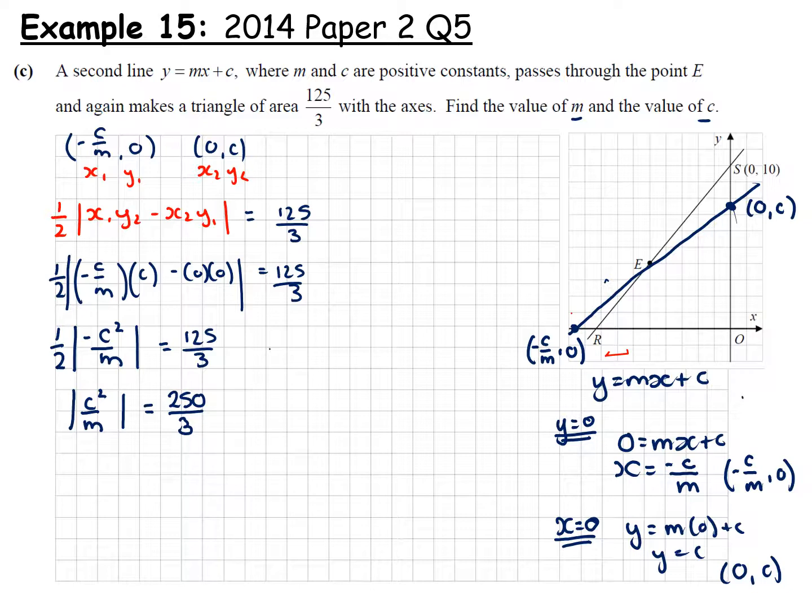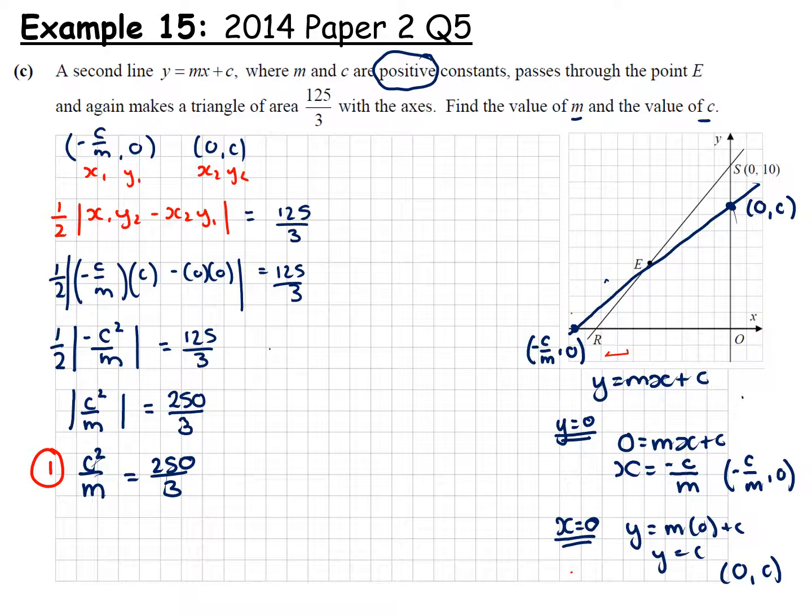Some things to note at this point. First, we'll deal with the absolute value signs. C is definitely positive, and M is also positive. They told us these are positive up here in the question, therefore I can drop the absolute value signs. So actually c squared over m is 250 over 3. Now, problem, I actually have 2 unknowns, so I'll need a second equation.